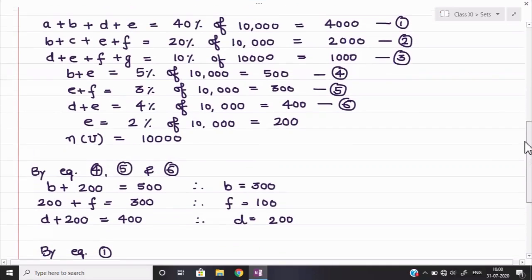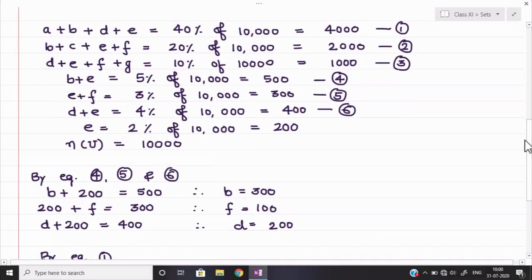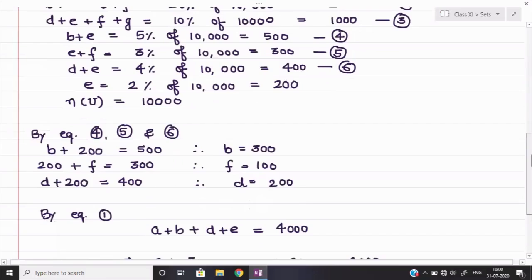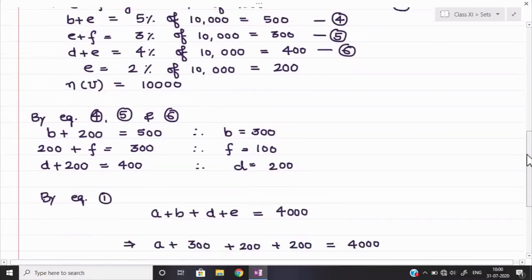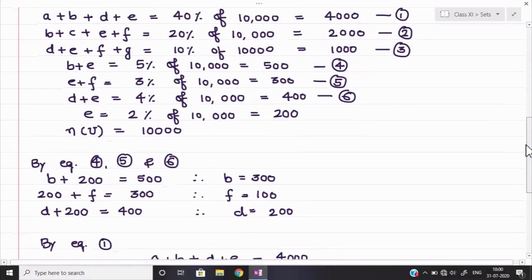Okay. Now in a similar manner we shall utilize the second equation also. So second equation, B plus C plus E plus F, that is given here as 2000. So write down second equation, B plus C plus E plus F is equal to 2000. Once shall we check the second equation? I have written right, B, C, E, F, yes, is equal to 2000.